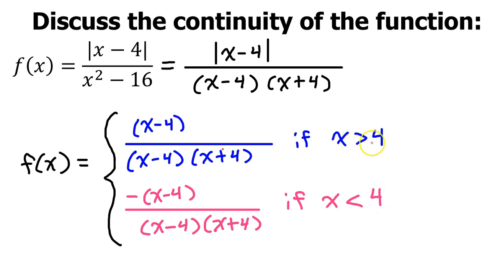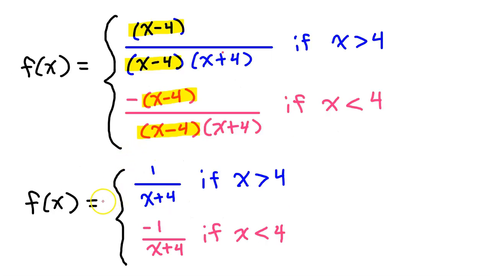If x is greater than 4, x minus 4 is a positive value, so we can take away the absolute value symbols without changing the value of the expression. However, if x is less than 4, then x minus 4 is a negative value, so we need to put an extra negative sign to turn it positive again. Canceling out the common factors of x minus 4, we find that f of x is equal to 1 over x plus 4 if x is greater than 4, and negative 1 over x plus 4 if x is less than 4.